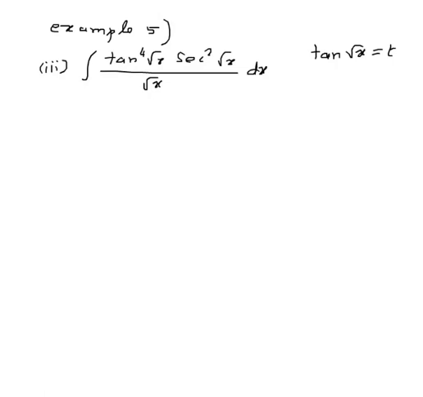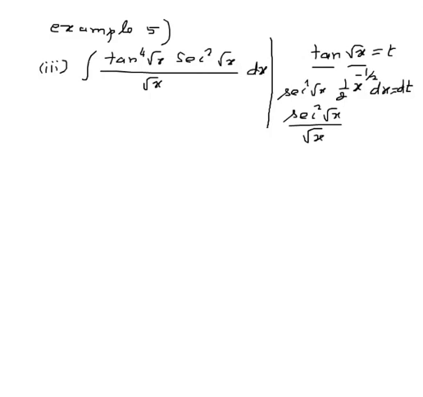Let us differentiate using the chain rule. First we have to differentiate tan, then we have to differentiate root x. The differential of tan is secant square root x, and the differential of root x is half into x power half minus 1, which is x power minus half. Secant square root x dx divided by x power minus half, which can be written as root x in the denominator, equals 2 dt. I have taken 2 to the other side.